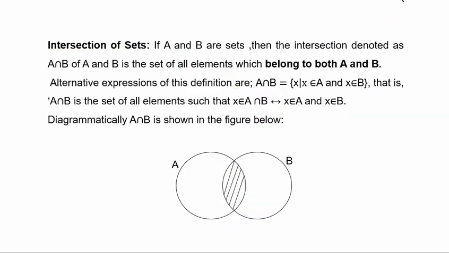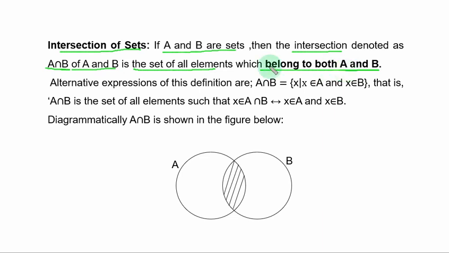The second operation on the list is intersection of sets. If A and B are sets, then the intersection denoted as this of A and B is the set of all elements which belong to both A and B. That means the elements common to both sets at the same time.